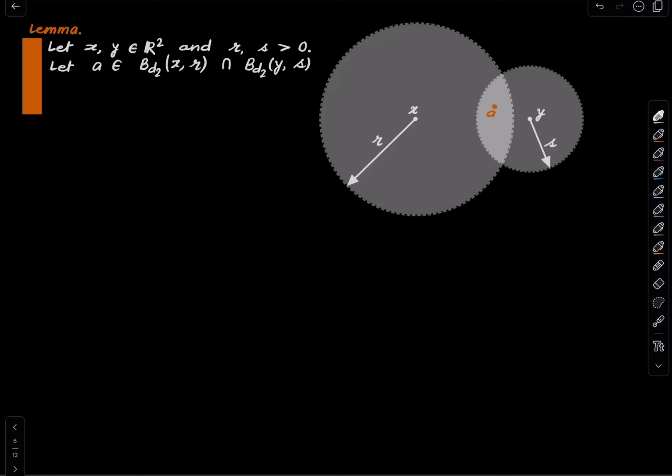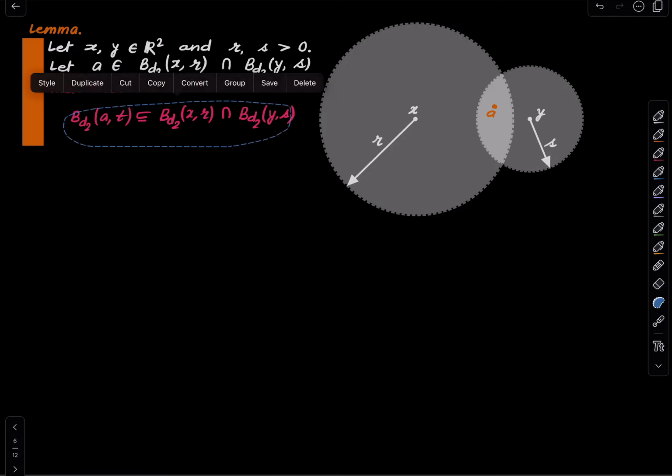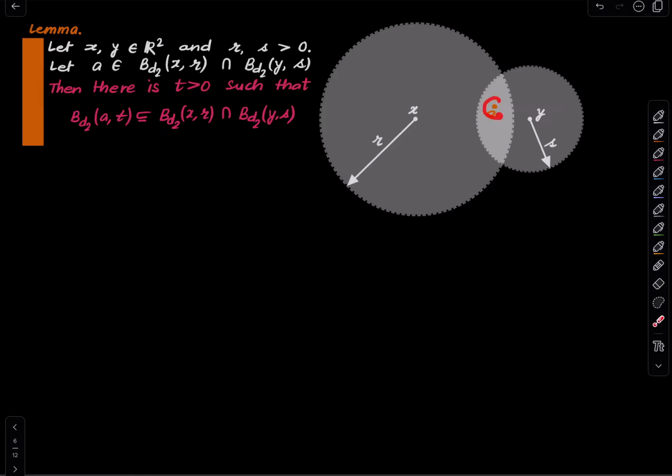So then what do we want to show? We want to show that there is some positive real t such that this small ball is contained in the intersection of the original balls. So intuitively, we are saying that there is some small enough t such that if you make the ball of radius t, it will be simultaneously contained in the ball around X and the ball around Y. And that should be clear just by the picture. And the proof is immediate from the previous proposition.